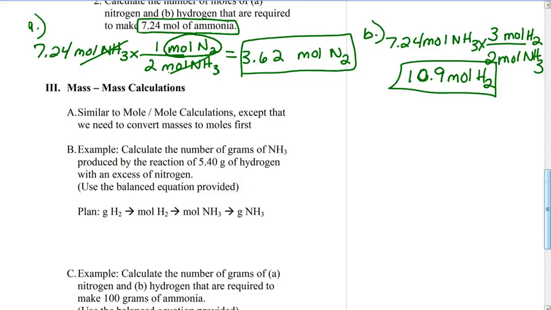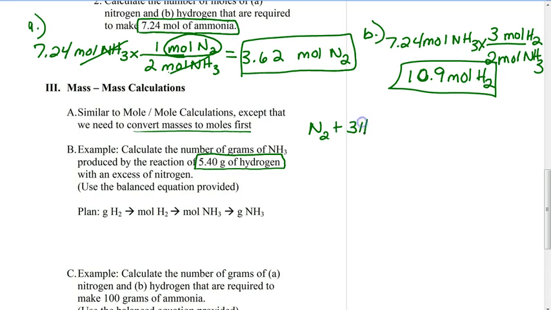So, same idea. It's very similar to mole calculations, except we need to convert masses to moles first, right? So if we want to calculate the number of grams of ammonia produced by the reaction of, now we are given, I'm going to box that in, 5.40 grams of hydrogen with an excess of nitrogen, okay? So we're going to use our balanced equation, same balanced equation that we've been using along the way. So let me just rewrite that so you have it in front of you.